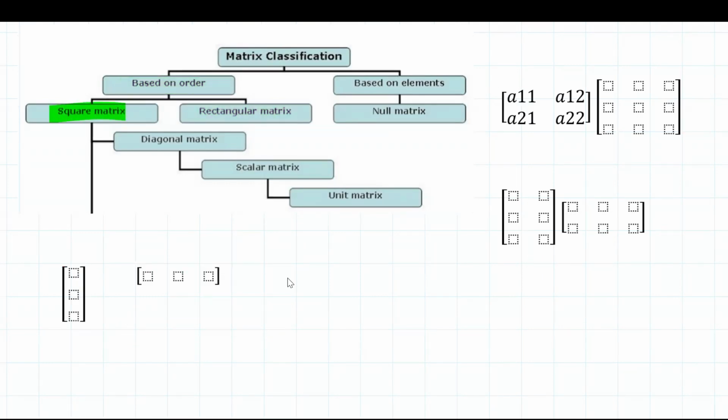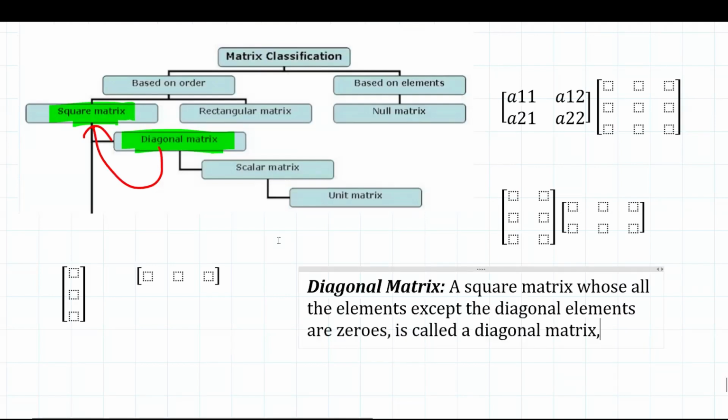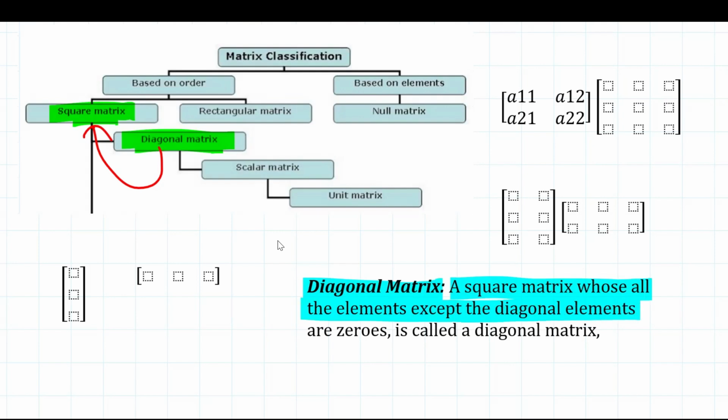Now further we can see that there is a diagonal matrix, which is nothing but a type of square matrix. So what is a diagonal matrix? You should understand the diagonal matrix. If I talk about the diagonal matrix, the definition says that a square matrix whose all elements except the diagonal elements are zeros is called a diagonal matrix.